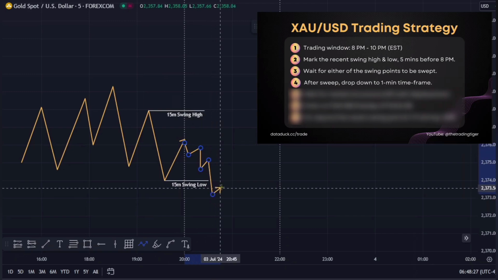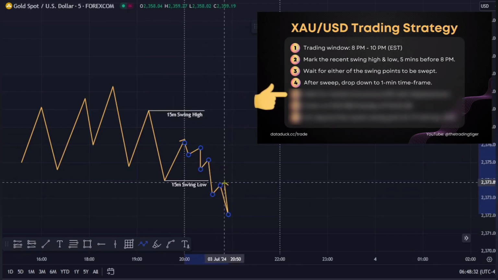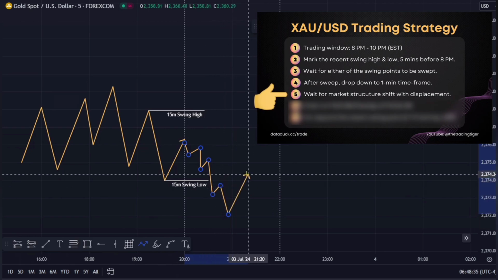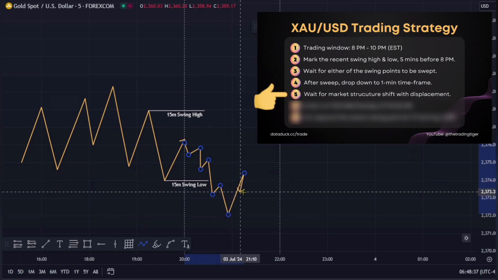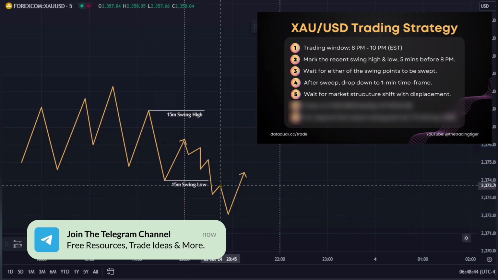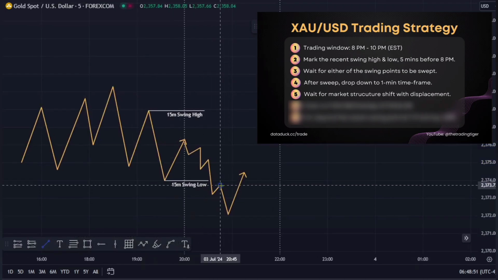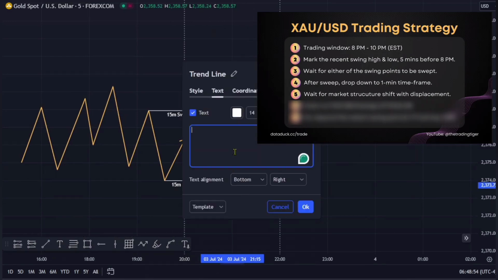Once the 15-minute swing high or low is taken, we will drop down to the 1-minute time frame and wait for the market structure to shift with energetic displacement. Make sure that the candle must close beyond the recent swing point to confirm that the market is now switching the order flow. After the market structure shift, you can enter right away, but it will give you a low risk to reward ratio.